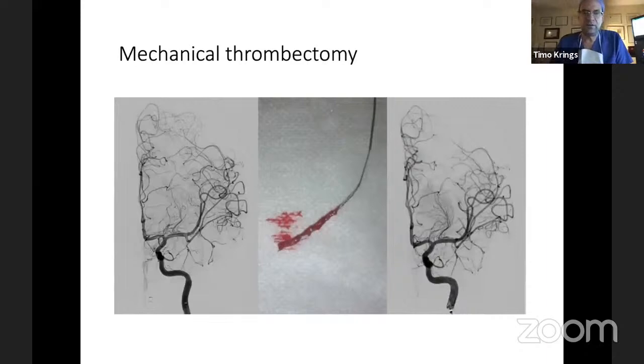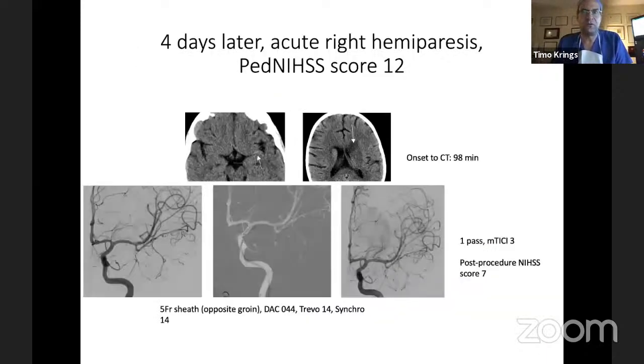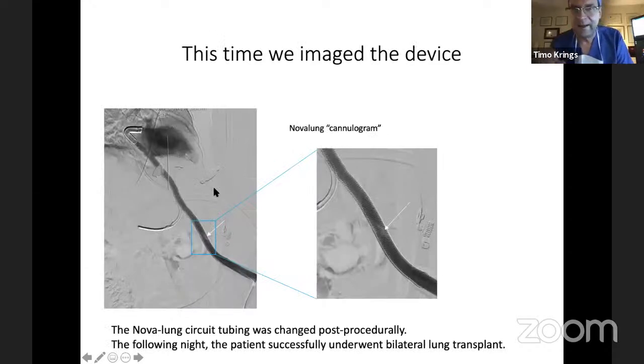Now, believe it or not, just a couple of days later, the patient presented with a new stroke. And again, there was a clot right there. We went up and again were able to take out the clot. And this time, we actually imaged the device and saw that within the device, there was a clot forming. So we had to exchange the entire tubing. We took the clot out of the tubing. The patient underwent a lung transplant. She is now absolutely fine.